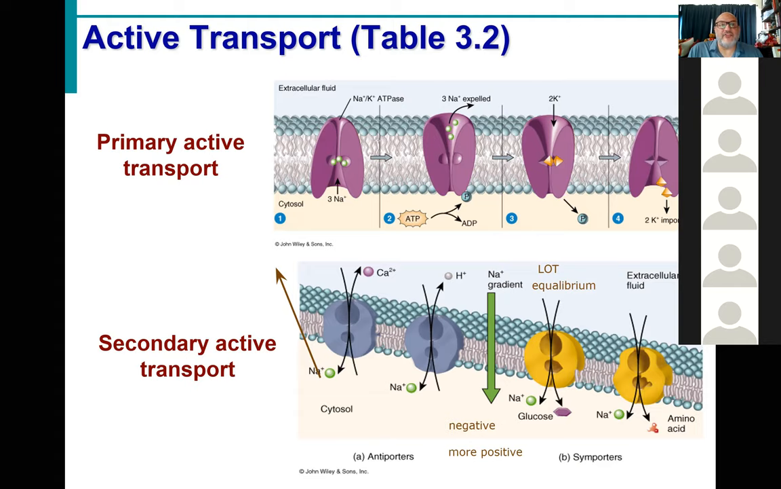And you're not using a repelling force. What you're using is a pump, something that directly uses ATP to kick sodium out. No, I was talking about like the secondary one. Oh, yes. Okay. Got it. Thank you. Great questions.